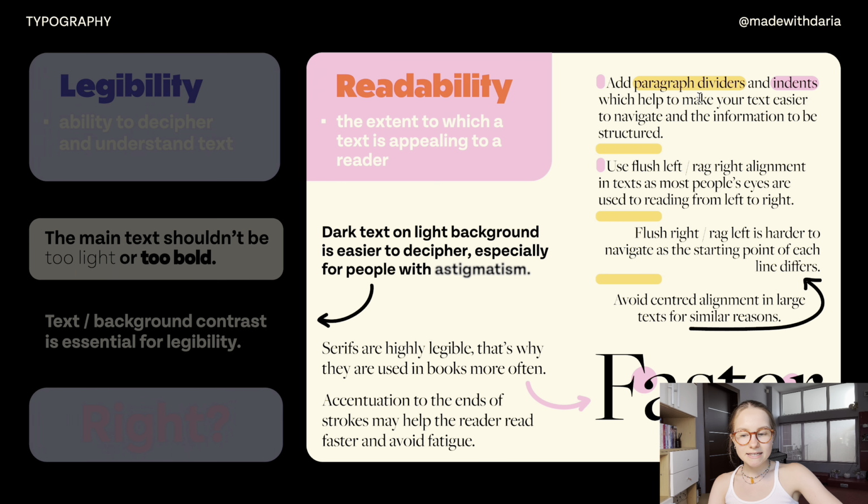Another aspect is using flush left and ragged right alignment. We're used to reading from left to right, not from right to left. Flush left means that each line of the text starts from the same point on the left, and ragged right means that each line ends at different points here and there.